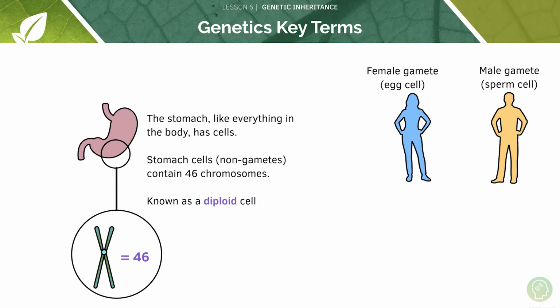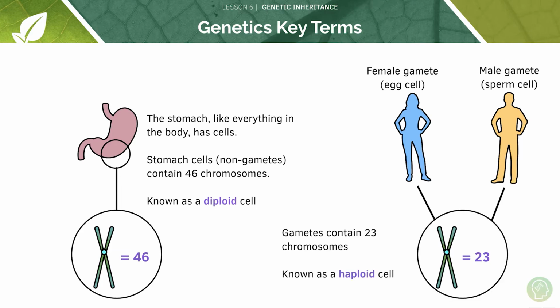Now let's have a look at our gametes. In females, our gametes are egg cells, whereas in males, their gametes are sperm cells. But either way, both the sperm and egg cells are haploid cells, which means that they contain half the normal number of chromosomes. So they contain 46 divided by 2, which equals 23 chromosomes.